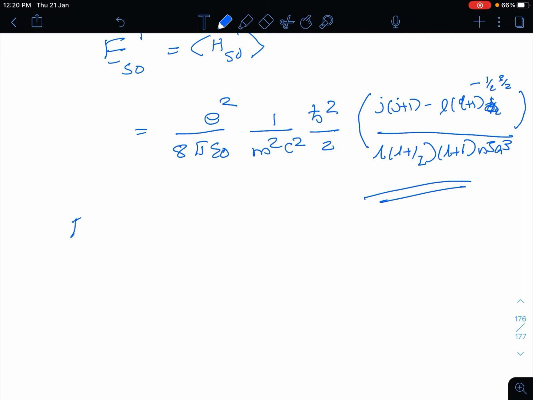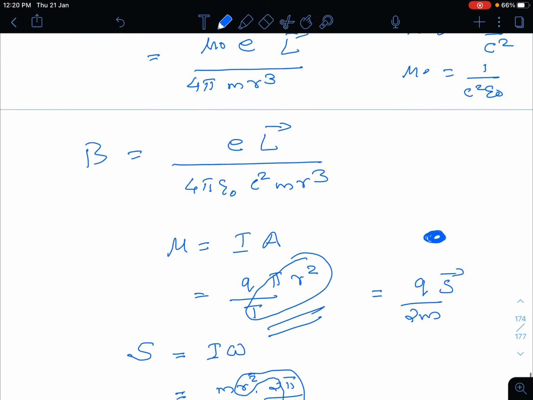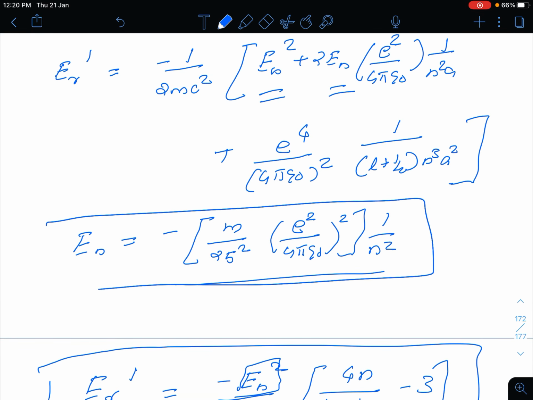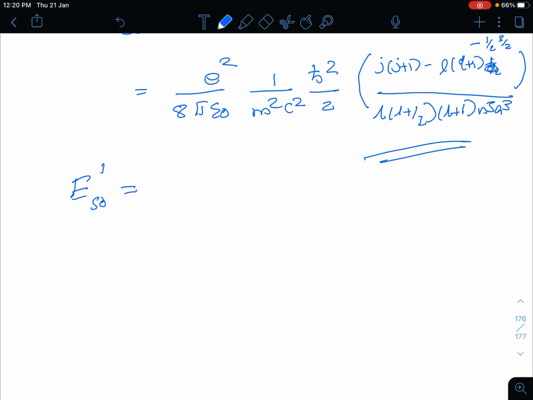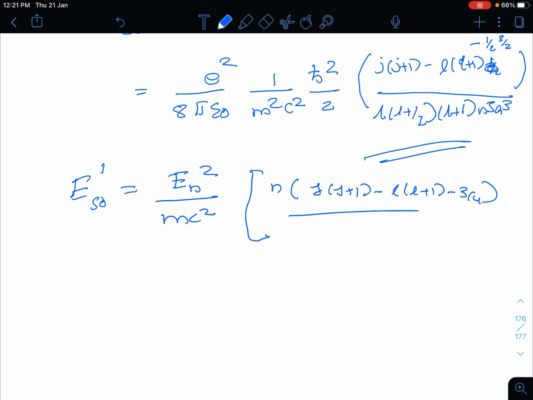Beautiful. So the first order correction in energy from spin orbit coupling is simply this. We remember the value of E n, which we found in the earlier problem. If we take this E n value, since e square by 4 pi epsilon 0 is there too, and put them directly here, we get the correction in terms of E n. So I am not doing that, try to do this: it is simply E n square by m c square into n into j into j plus 1 minus L into L plus 1 minus 3 by 4, divided by L into L plus 1 by 2 into L plus 1. So this is the correction.